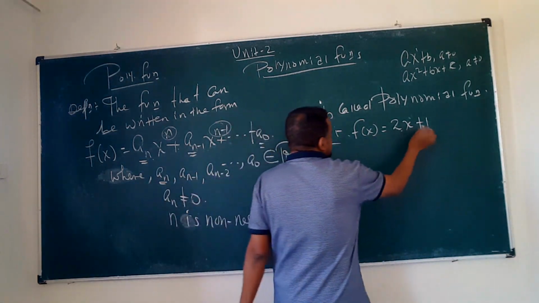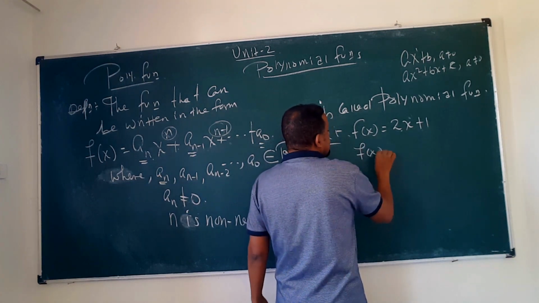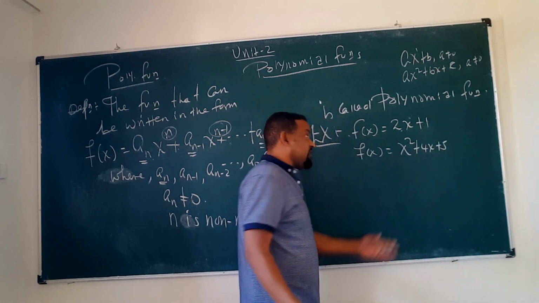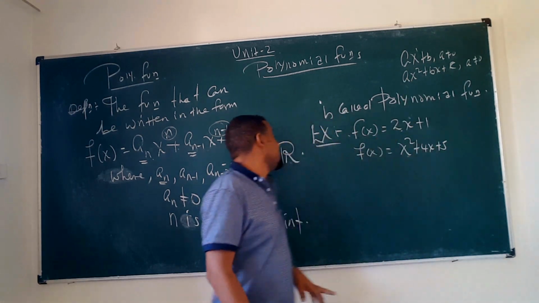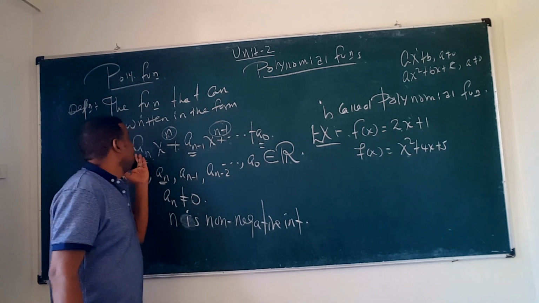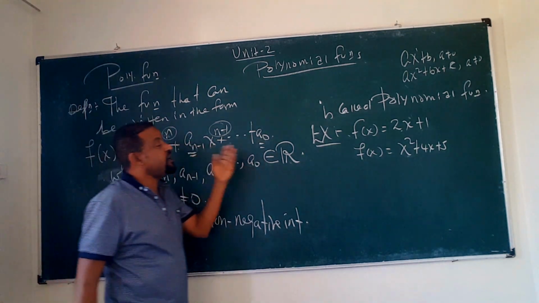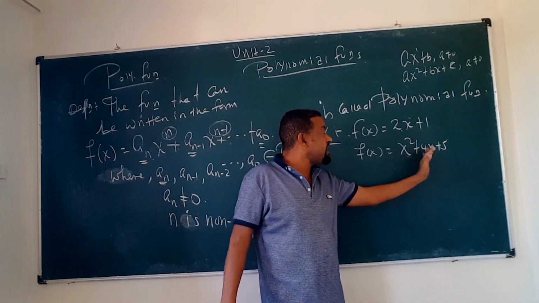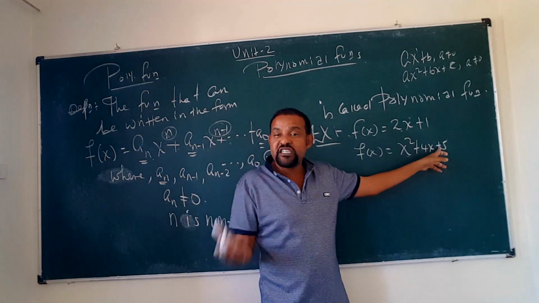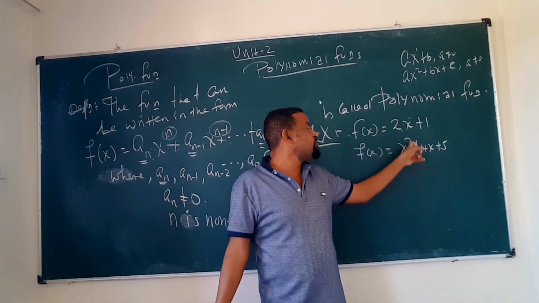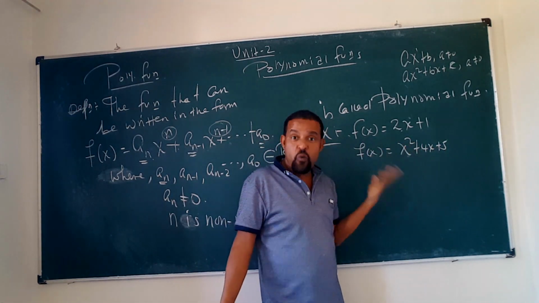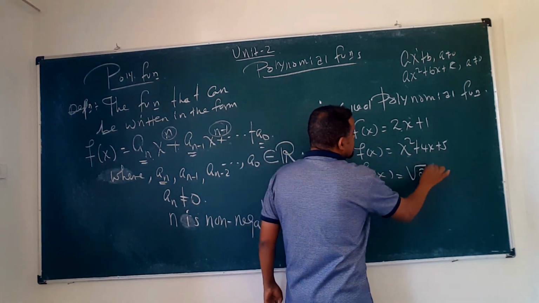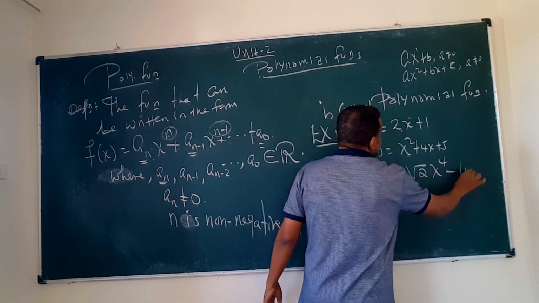So f of x is linear, of course. f of x is equal to, for example, x squared plus 4x plus 5. It's a quadratic function. At the same time, it's a polynomial function because it is written in this form. The exponents of x are all non-negative integers, and the coefficients to the left of the variables are all real numbers. The exponent of x to the power of n is different from 0, which is 1, right? f of x is equal to, say, for example, radical 2 x to the power of 4 minus 10x.